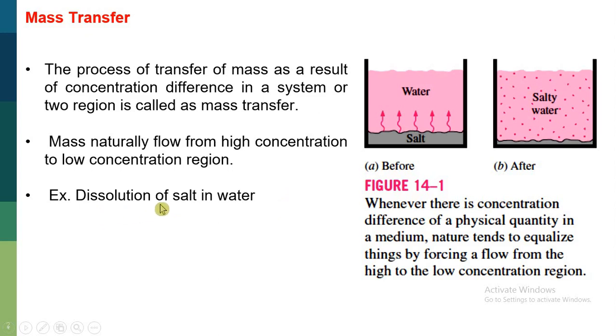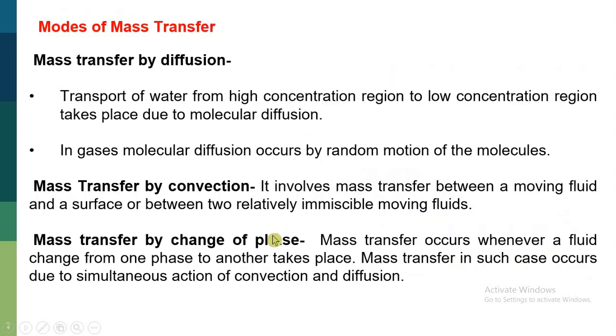Let us take an example of dissolution of a salt in water. In this diagram, if the salt is present at the base of a flask containing water, then slowly after some time this salt gets dissolved into the water and we get a uniform mixture of salt in water. Whenever there is a concentration difference in physical quantities in a medium, nature tends to equalize this by forcing the flow from high to low concentration region. In this diagram, the salt has very high concentration at the bottom, but slowly it will move to the upper region for uniform distribution, and this is known as mass transfer.